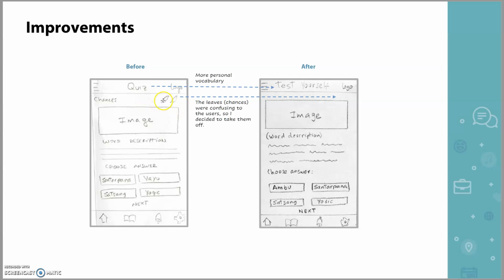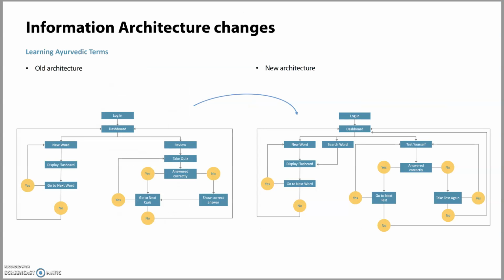Since the chances and these leaves were confusing to the users, I decided to take them off. Instead of having the word quiz, now we're using Test Yourself. The information architecture changed. This is the old one, and now you can see the new one where the search word option is included, and also Test Yourself. Those are mainly the changes in this map.